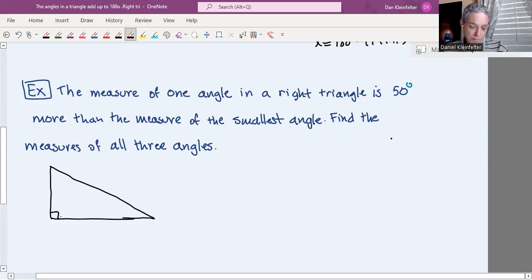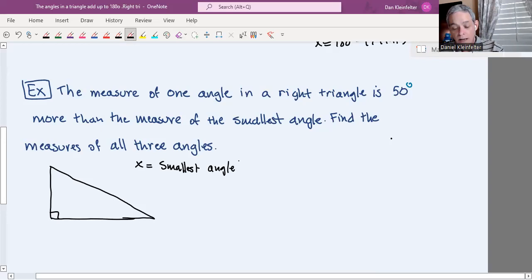That one is 90 degrees. If the angles inside a triangle total 180 and that one's 90, then the other two have to be less than 90. And so the two remaining angles are smaller than 90. One's bigger, one's smaller. So we're going to pick a variable to be one of those. So which one? It says the measure of one angle in a right triangle is 50 degrees more than the measure of the smallest angle. So what they're referring to as one angle is bigger than the smallest angle. I'm going to use x to be the smallest angle.